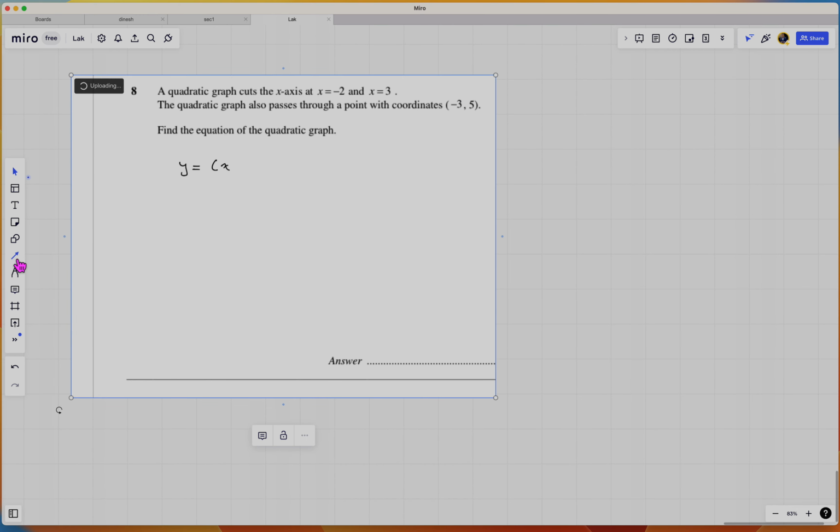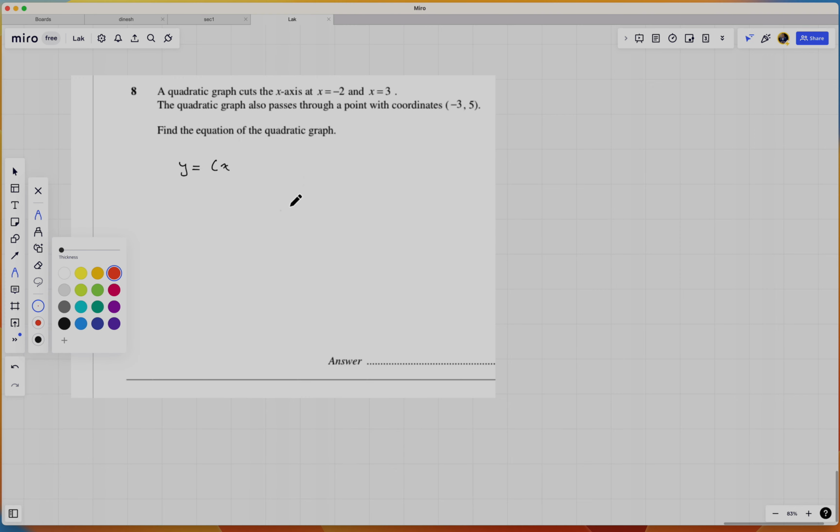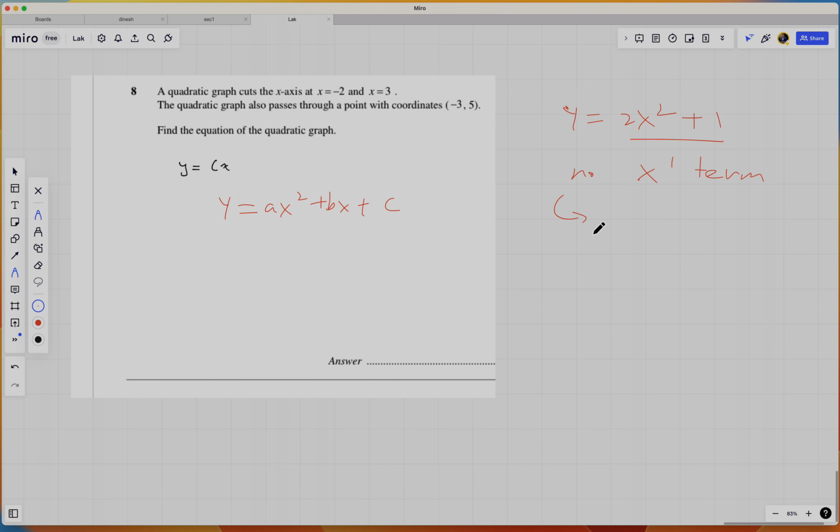So for this question, first thing, what is the format of a quadratic equation? y equals ax squared plus bx plus c. Okay, let me emphasize this one more time. Let's say next time you have y equals 2x squared plus 1. In this case, they don't have the x to power 1 term. But no x to power 1 term doesn't mean there is no x to power 1 term. Mathematically it's 0 times x to power 1.